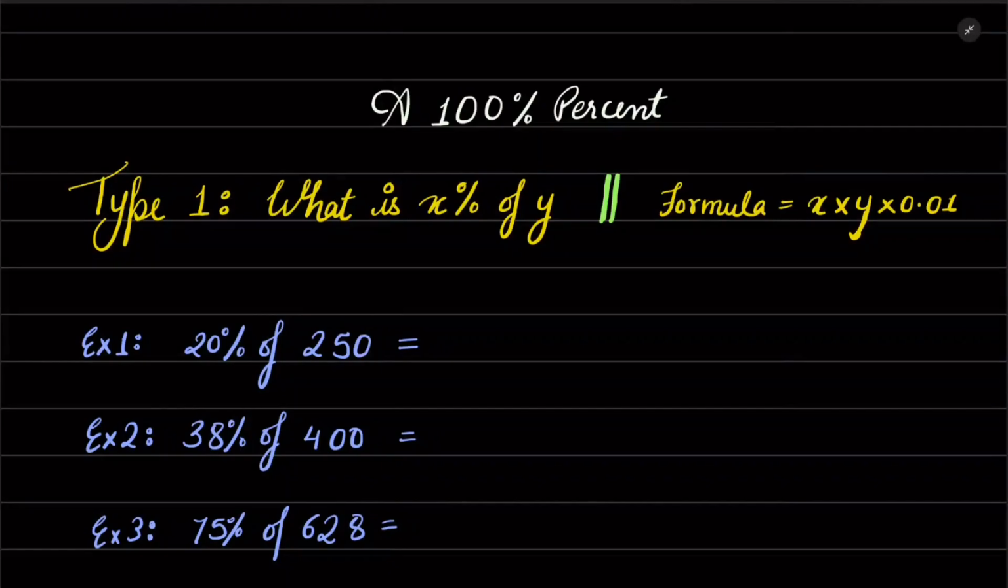Now, type 1 of the problem is: what is x percent of y? The formula for the same is x into y into 0.01. Now, 0.01 essentially means that you place a decimal before the last two digits. Now, let us see the example.